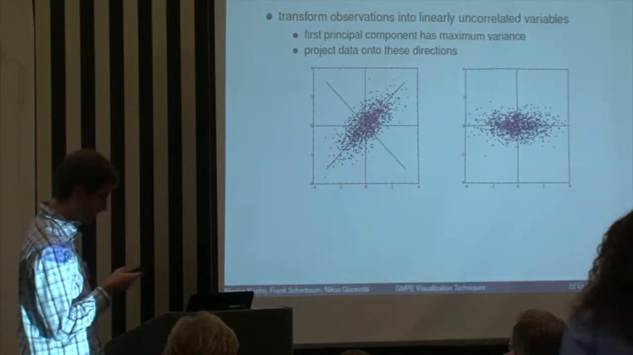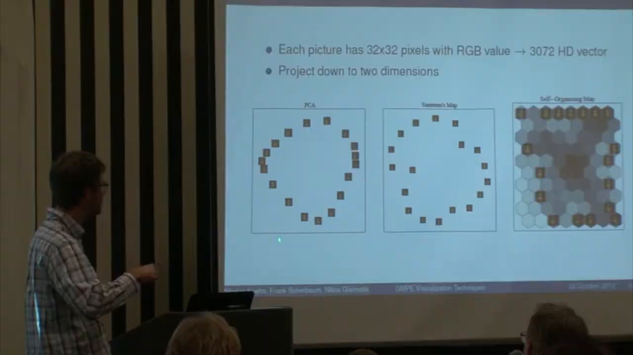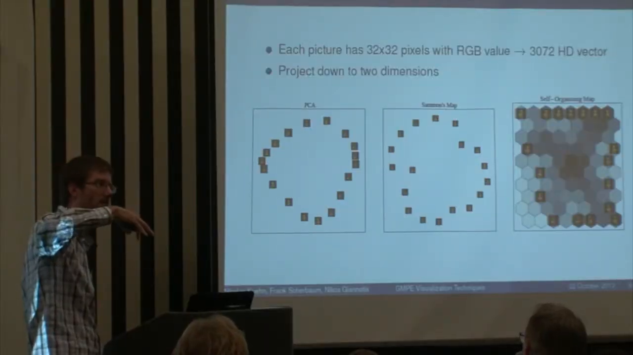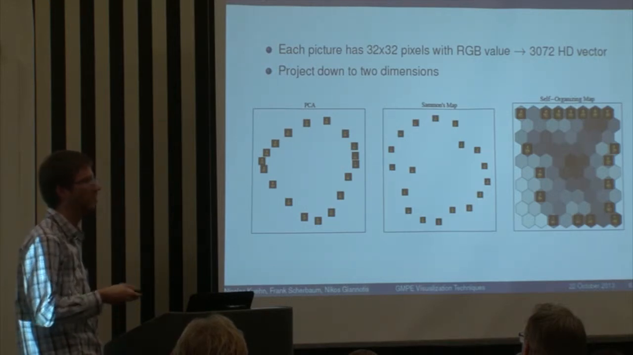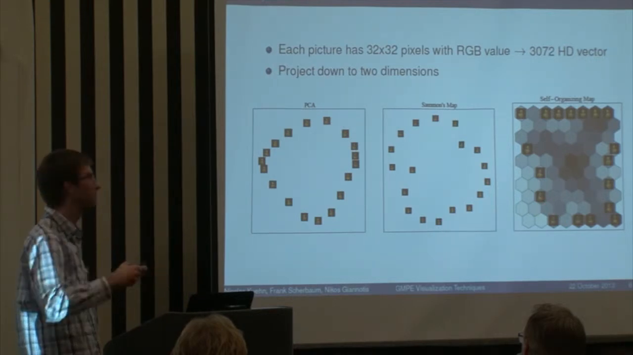So how do these things actually work? What are you plotting on the axes? Okay, so the question is, what are we plotting on the x and the y axis? So this is actually the two-dimensional projection of this 3,000 dimensional space. In this case, it's not. I'm going to come to that later.